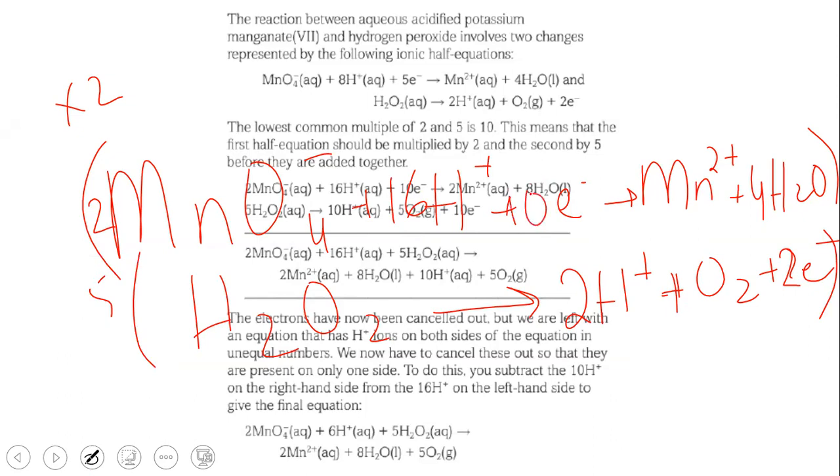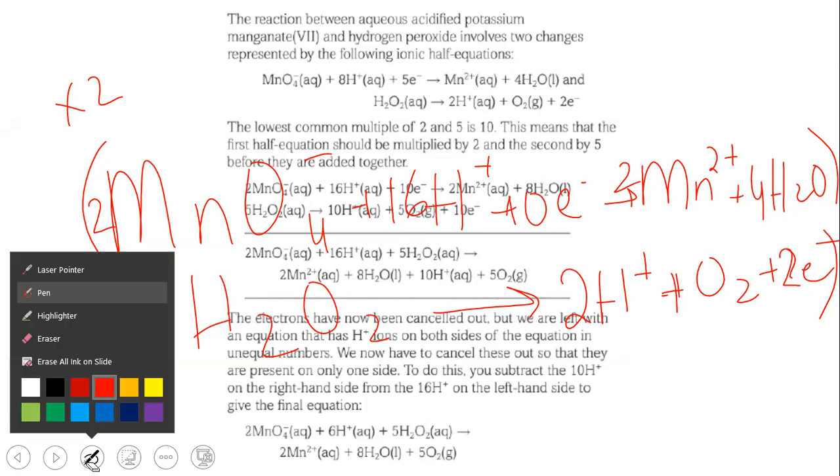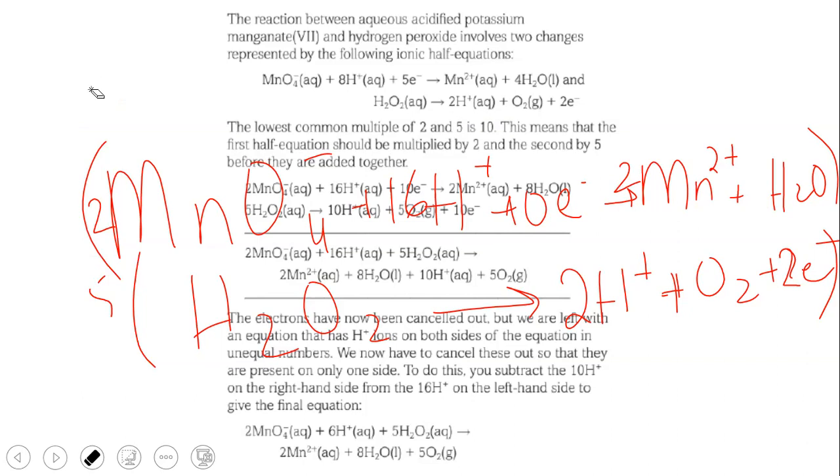And then after that, 2 Mn2 plus and then 8H2O. Good job. So you've done your first equation. Good job. Now for the lower one, how will you write it down?